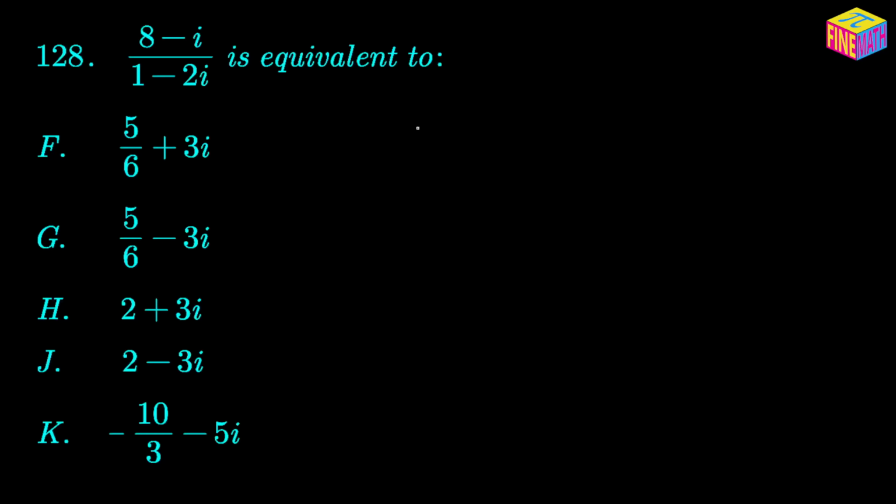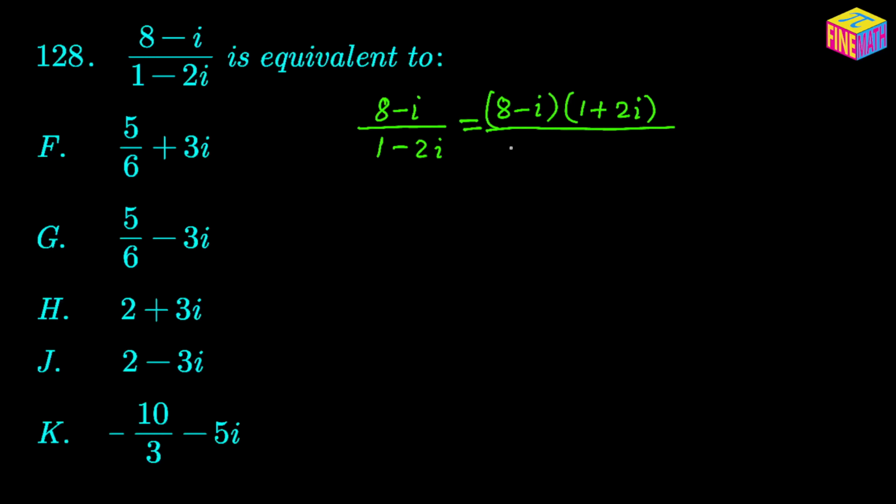So then our original expression, which is (8 - i), where i is iota, divided by (1 - 2i), we can write like this: (8 - i), and now we are going to multiply both the numerator and the denominator by the rationalizing factor, which is the conjugate of the denominator. So the conjugate would be 1 + 2i, and in the denominator of course it will be (1 - 2i) multiplied by (1 + 2i).